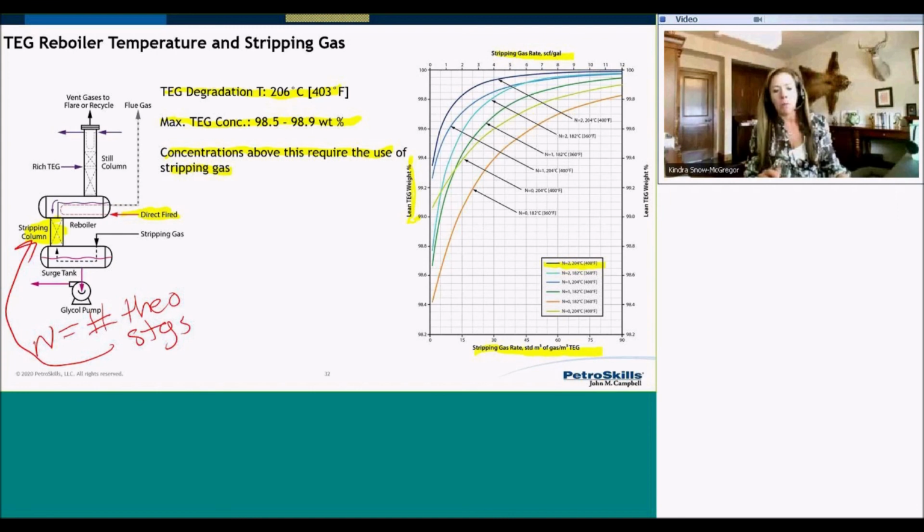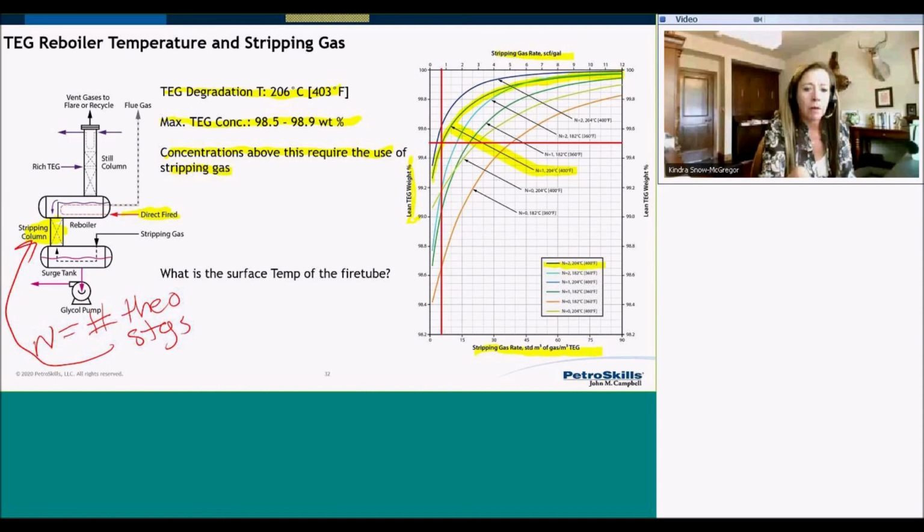So let's do an example. Let's say I have a packed bed, and I happen to know I have one theoretical stage, and the temperature I'm running at is 204°C or 400°F. So I highlight that line. We decided that we needed 99.5 lean weight percent TEG, so I draw my line straight across where those two intersect. That tells me what my stripping gas rate is in both units.